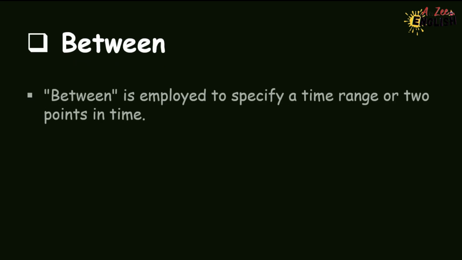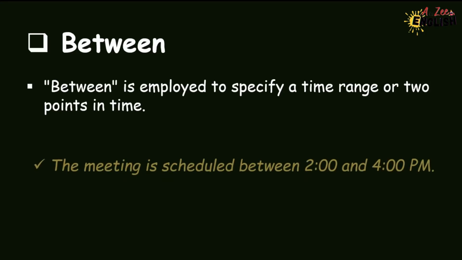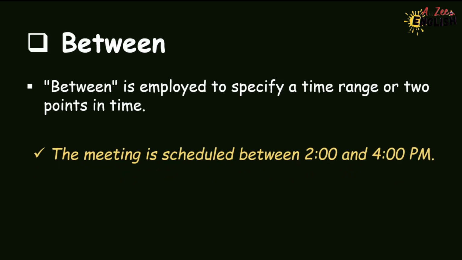Between. "Between" is employed to specify a time range or two points in time. The meeting is scheduled between 2 and 4 p.m. "Between" defines the time frame during which the meeting will take place.